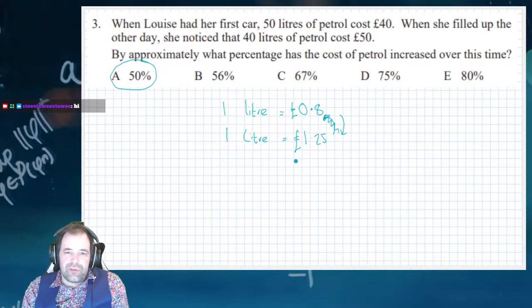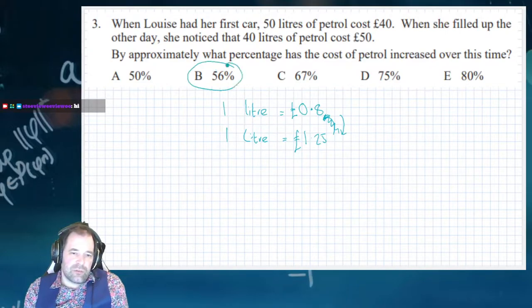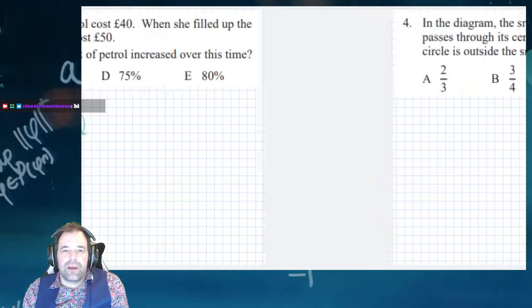By what percentage has the cost of petrol increased over this time? It used to be 80p, it's now, a 50% increase would be £1.20, wouldn't it? Yeah, I think it's 50%. Apologies. It's 50 and a bit, so it's actually closer to 56, isn't it? I'm being stupid, that's why I'm wrong. Not 50. 60% increase would be £1.28, so 56% is as close as we can get. It's a good thing I rechecked that.